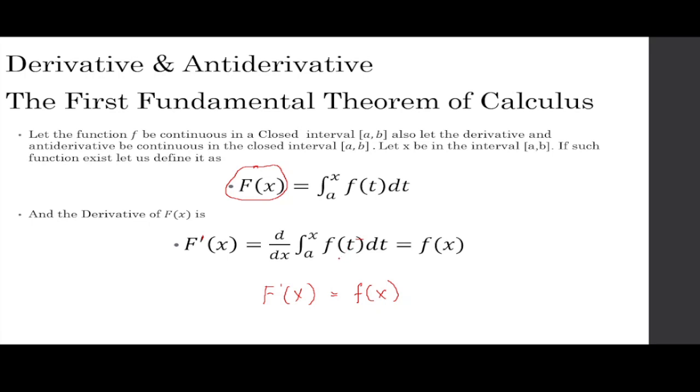There are proofs of the first fundamental theorem, and you can try to search the web. But right now, I just wanted you to see the relationship between the derivative and the antiderivative. If you anti-differentiate this, you will find F of x, and if you differentiate, you'll find the derivative. I hope you understand that.